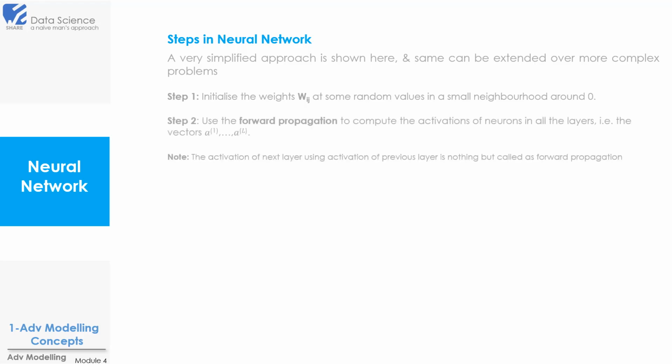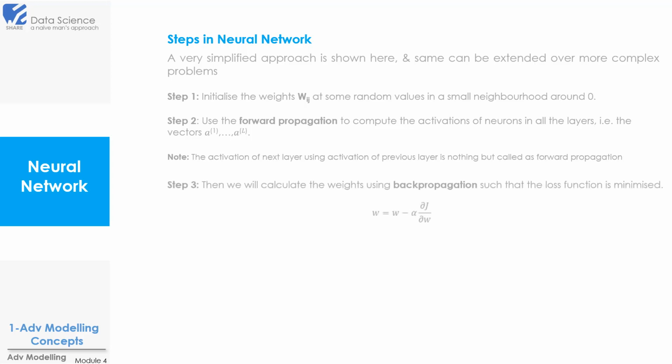Then in the second step, we will use the forward propagation method to compute the activation of neurons in all the layers. That is the vectors A1, A2 up to AL. Now don't get confused by the new term forward propagation. The method that we saw earlier of calculating the activation function using neurons from the previous layer is nothing but forward propagation. So we have already studied this forward propagation method.